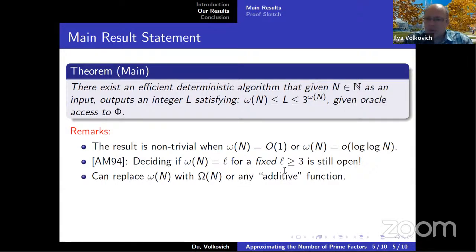Let me also remark that this approximation is not just for the little omega and the big omega, and can be replaced for any so-called additive function. Doesn't matter what it is. If you know what it is, it's okay.